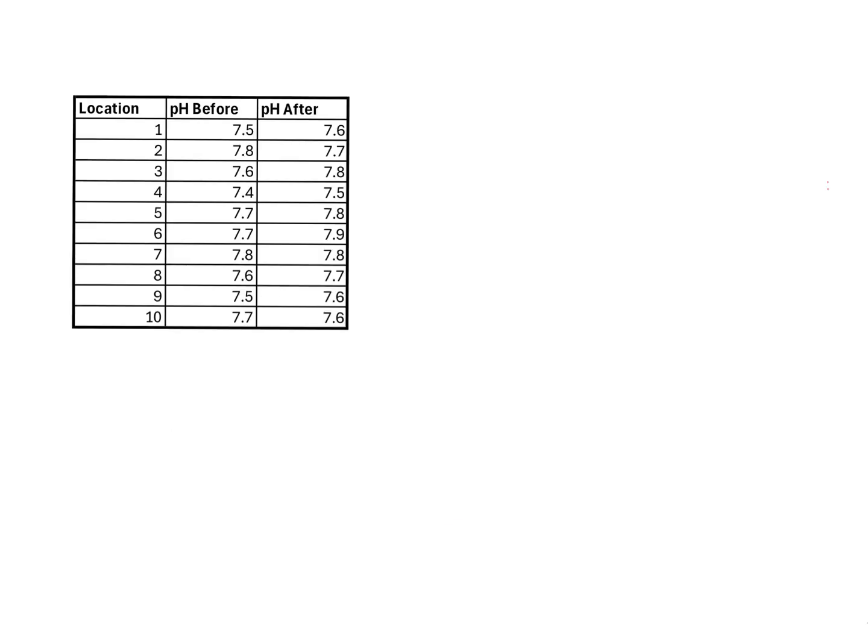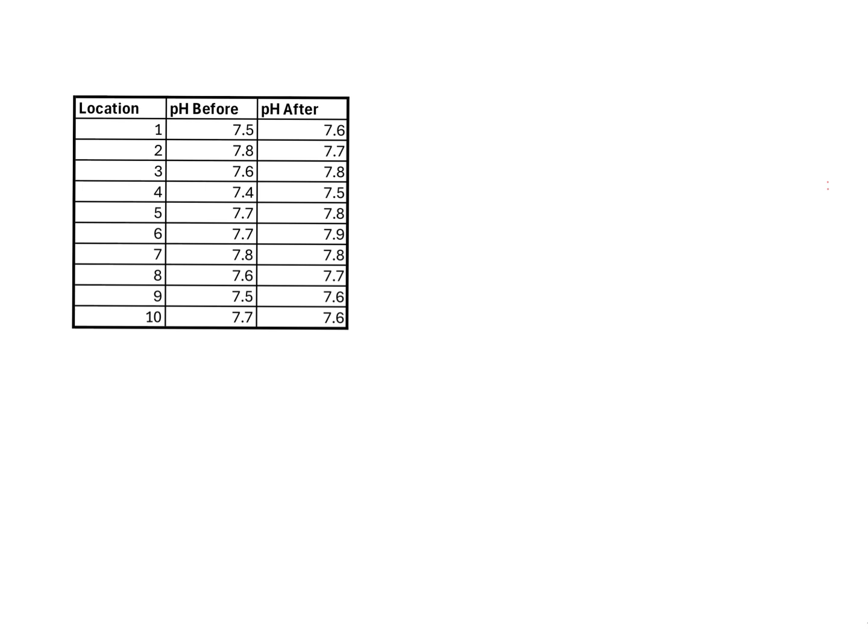And here we go, let's look at the data. So we've got the 10 locations and the paired data associated with each of those 10 locations, the pH before and the pH after. So for the sign test, it's really easy. You're going to start off just by putting pluses and minuses next to these rows of data. I'm going to put a minus everywhere that the before is less than the after, and I'm going to put a plus everywhere that the before is greater than the after.